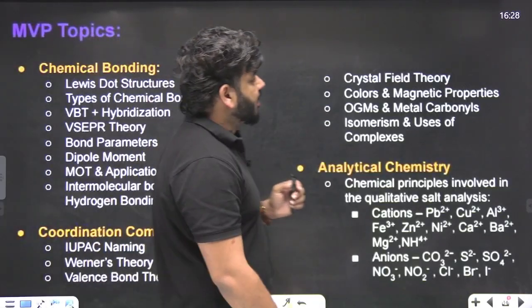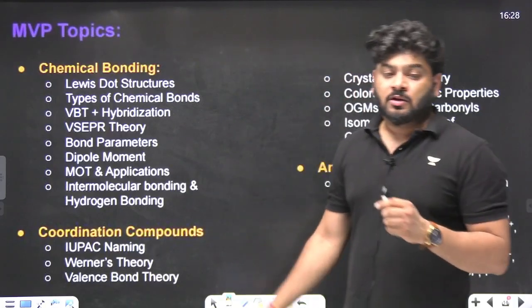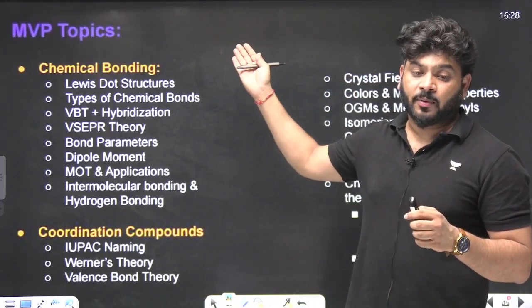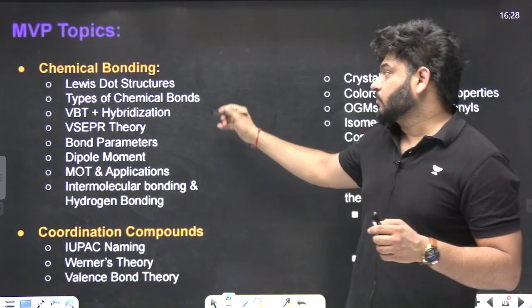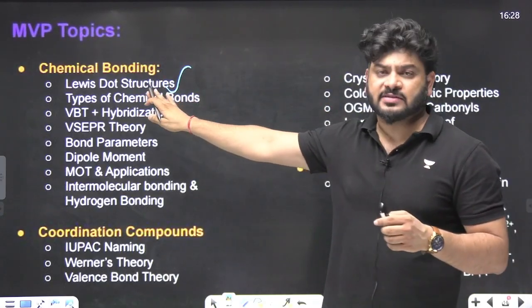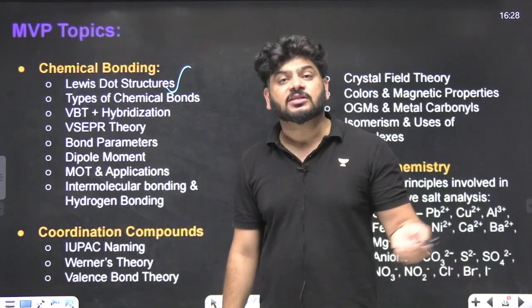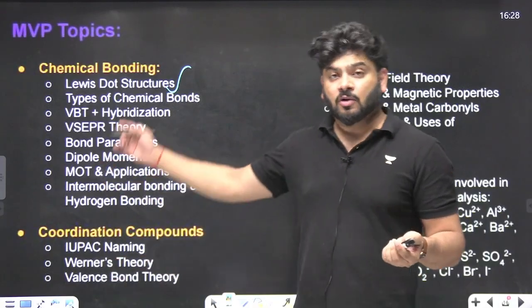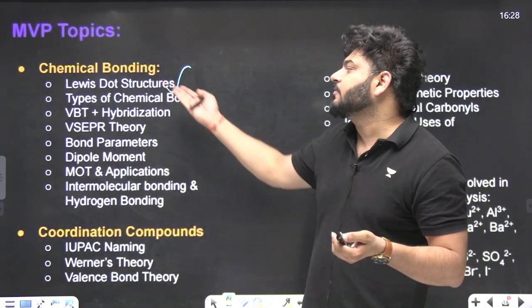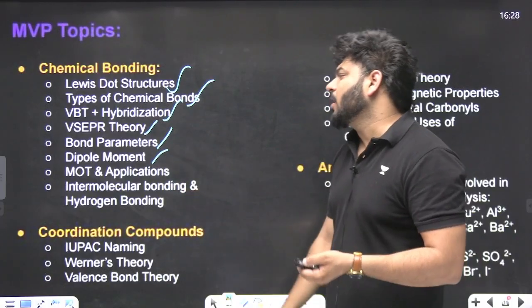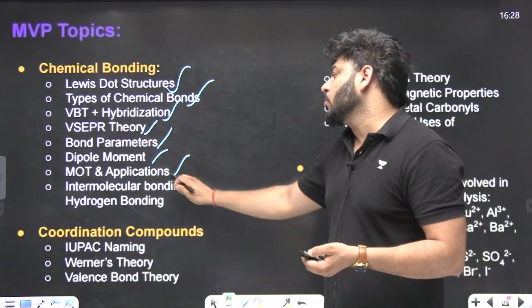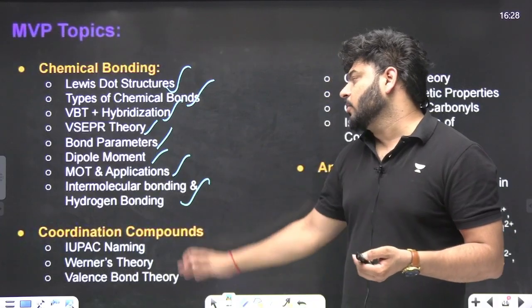If we talk about the important properties out of these chapters, chemical bonding has the MEP topic, but the most viable product of this topic is Lewis dot structure. These have been asked previously. In fact, in JEE Advanced this year, one very easy question came from the Lewis dot structure. Type of chemical bond, VBT hybridization, VSEPR, bond parameters, bond length, bond angle, like that. Dipole moment, molecular orbital theory, and hydrogen bonding and intermolecular bonding.